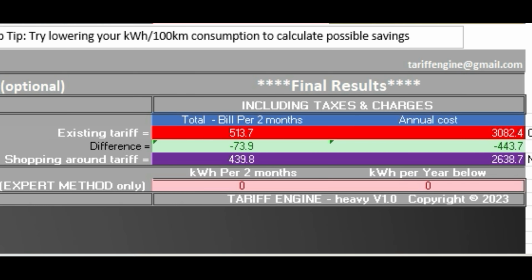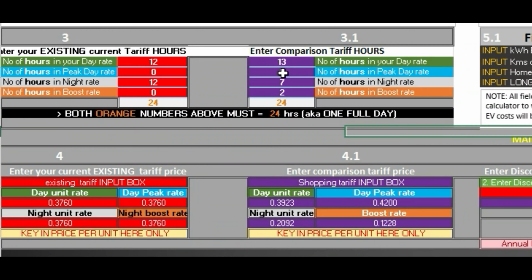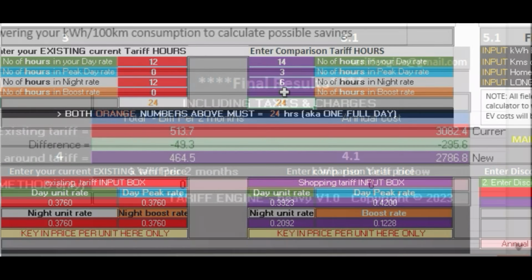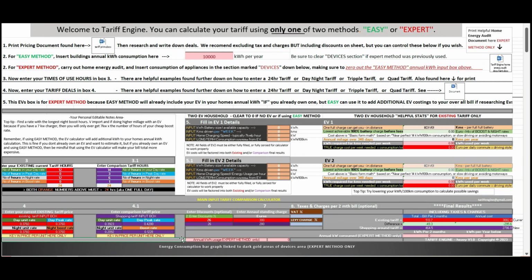But what if another tariff had the same standing charge and costs, but the hours of use were different, with the peak hours covering 3 hours instead of 2, and a day at 14 hours, night rate at 6 hours, and a night boost at 1 hour. Our totals have changed despite the price per unit being the same. So what you use and when you use it is very important when choosing a tariff, so costs aren't everything.